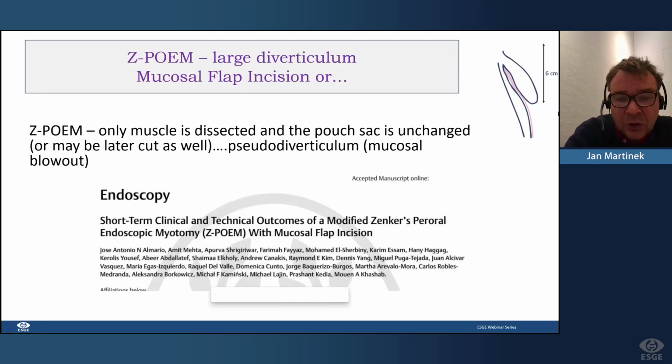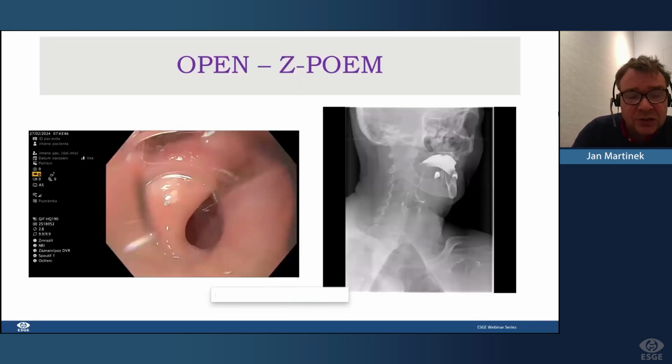There are 2 ways to overcome this problem in patients with larger diverticula. First is to complete the ZPOM with the mucosal flap incision, as shown in this paper, or there is another technique, which is the video from our hospital, but firstly described by Mu and Kashyap. And please note that this procedure is experimental and should be done within clinical trials.